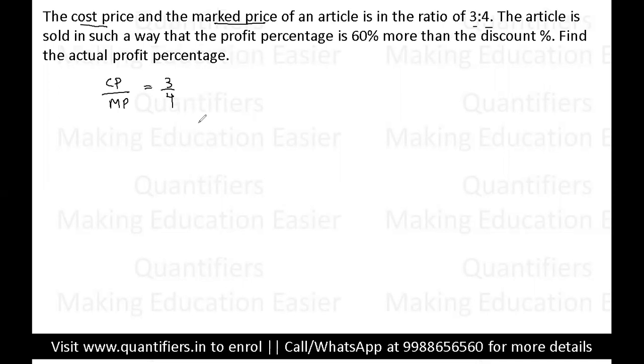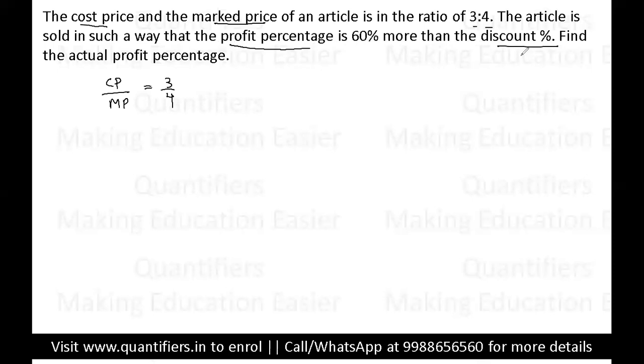Now coming to the next condition, the article is sold in such a way that the profit percentage is 60% more than the discount percentage. Now students, be very very careful. They are not saying the actual profit. यहाँ actual profit के बारे में बात नहीं हो रही है. They are talking about profit percentage and discount percentage.